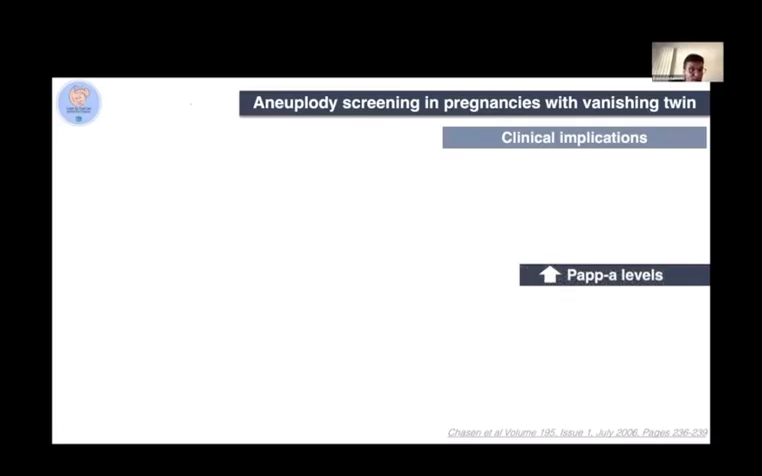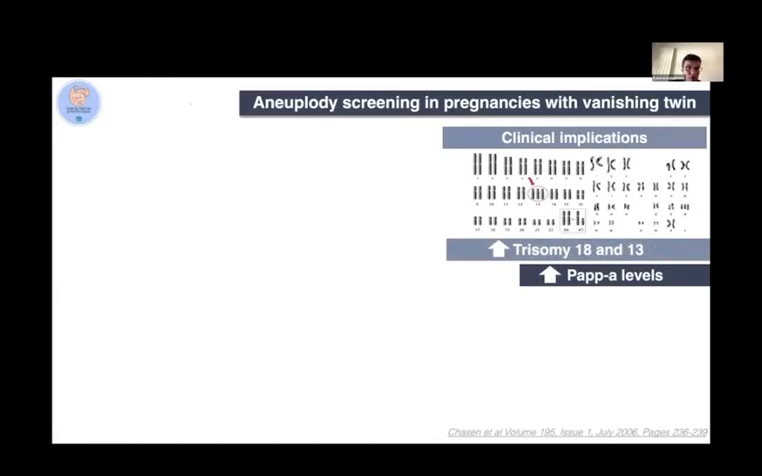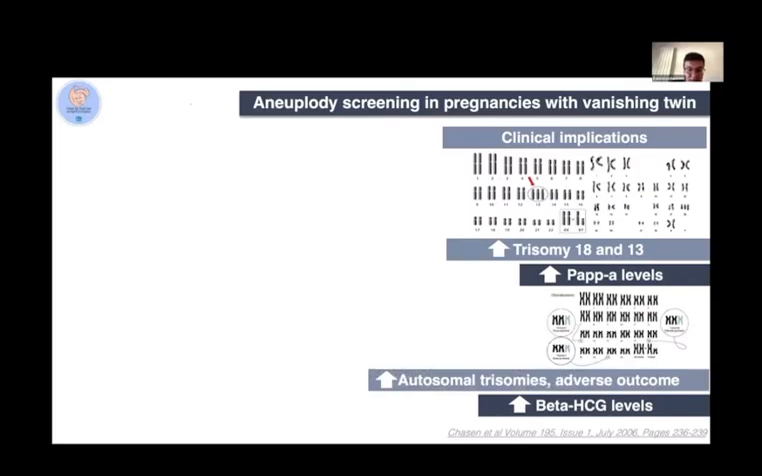So if we look at increased PAPP-A levels, it may potentially increase the false negative results for trisomy 18 and 13. Of course, I would say that most, if not all, cases with trisomy 18 and 13 show anomalies on ultrasound assessment. This is quite common. And of course, regarding beta hCG levels, they might be increased in some autosomal trisomies, and we know that an increased beta hCG level may be potentially associated with adverse perinatal outcome.